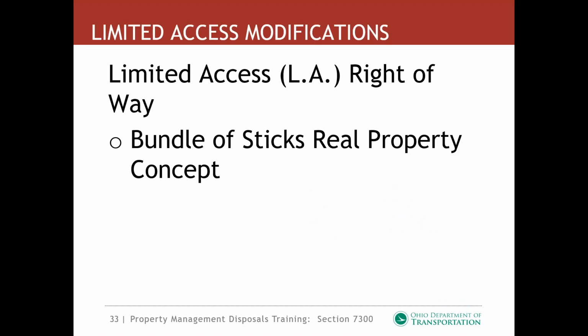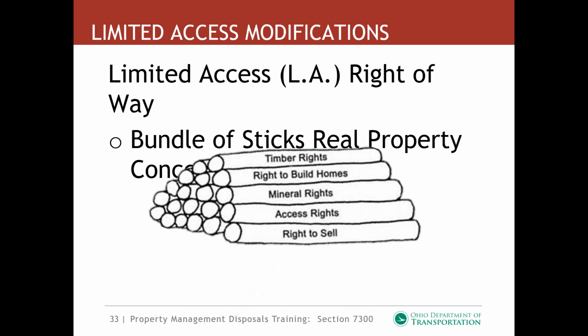Okay, we're going to talk about limited access modifications and the bundle of sticks real property concept. Here you see a bundle of sticks, and it shows different property rights for those properties. It could be timber rights, right to build homes, mineral rights, access rights, and the right to sell your property. Today, with the limited access right-of-way modification, we'll be talking about access rights.